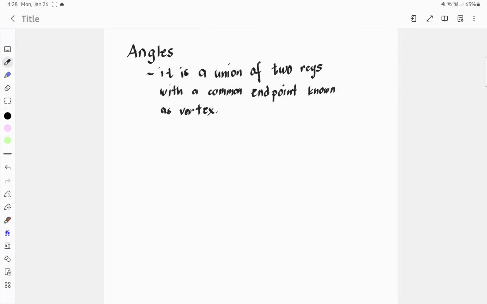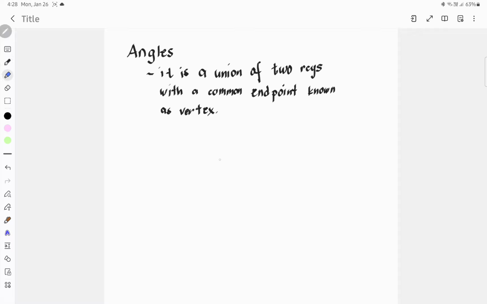In this video, we're going to have a lesson about angles. An angle is a union of two rays with a common endpoint known as the vertex. Technically, the rays could be segments. Just make sure they have a common endpoint, or any straight line with a common endpoint.